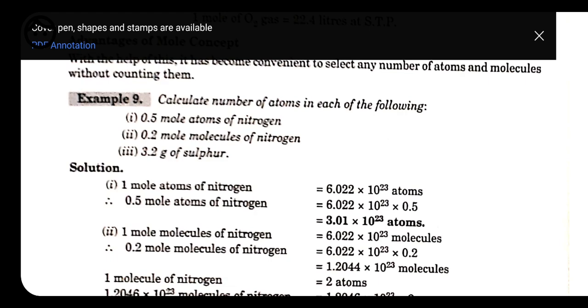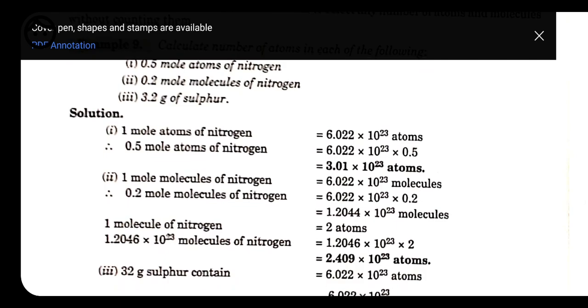Second, what is asked to calculate is 0.2 mole of molecules of nitrogen. We know that one mole of molecules of nitrogen is equal to 6.022 into 10 to the power 23, the number of particles present in one mole of nitrogen molecules. But if we need to calculate for 0.2 moles of nitrogen, we again multiply it with 0.2, and we will get 1.2044 into 10 to the power 23, isn't it?